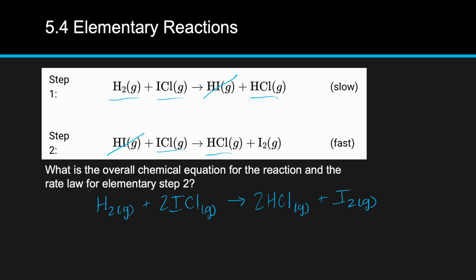So that means we are going to have rate equals k times the concentration of HI. There's only one HI particle, so it's first order. And then times the concentration of ICO, which again is only one particle, so it is first order. And that would be the answer to this question.